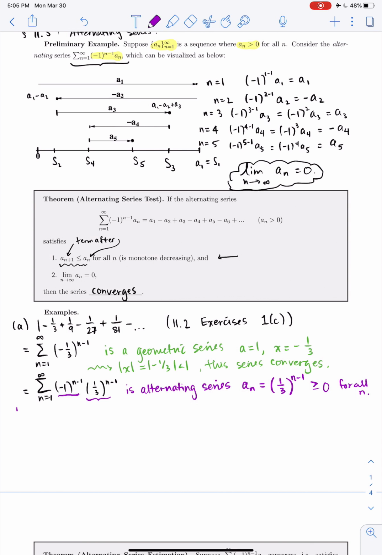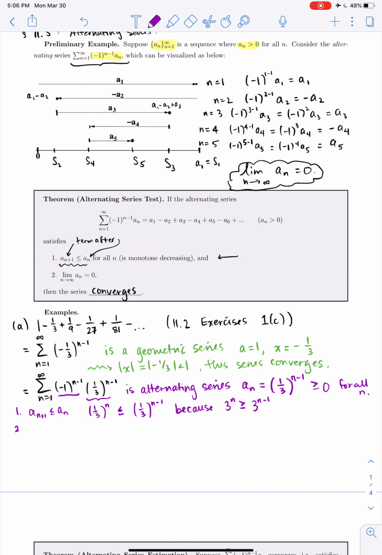The first thing we need to check is that this sequence is decreasing. Our n plus first term is 1/3 to the n, and our nth term is 1/3 to the n minus 1. This inequality is definitely true because of the relationship between the denominators of these fractions. So if this relationship is true, then the inverse of that inequality will be true when you reciprocate those fractions. Great. Okay, so that's the first part of the alternating series test.